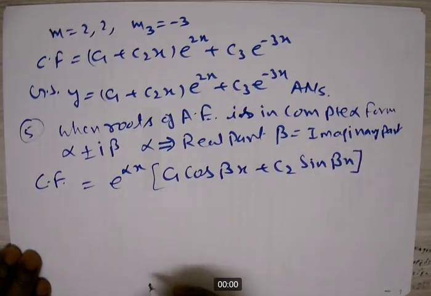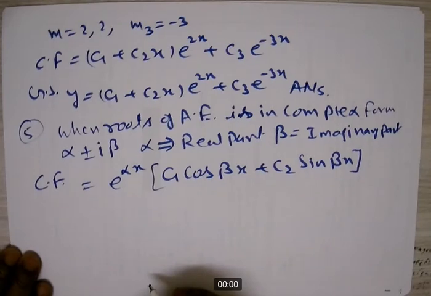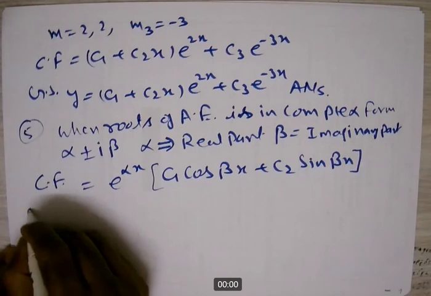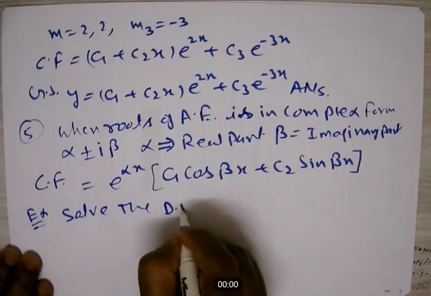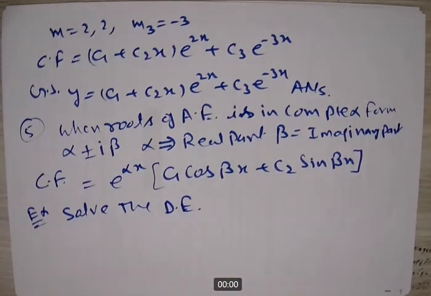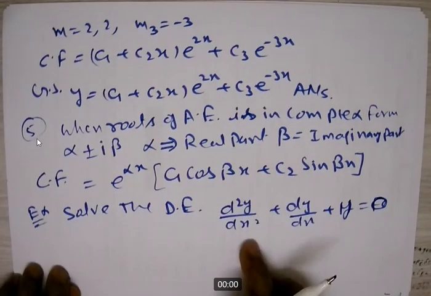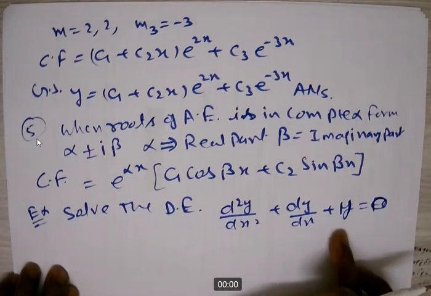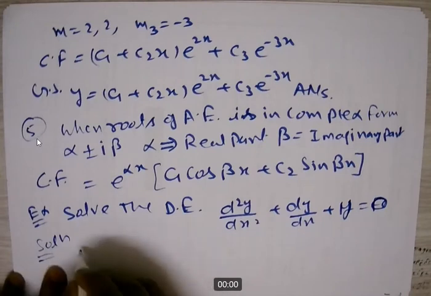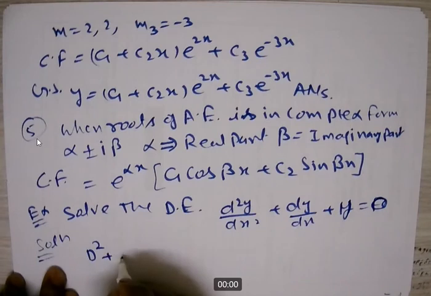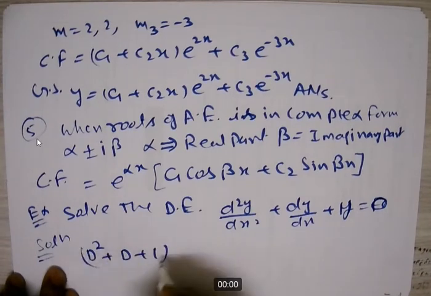What is the meaning of this one? I am going to explain it by taking an example. Solve the differential equation d2y by dx2 plus dy by dx plus y equal to 0. For the solution of that one, we can write this differential equation in this form also: (D square plus D plus 1) into y equal to 0.